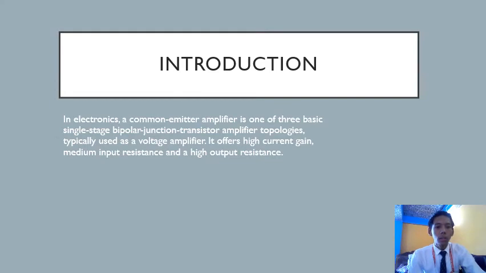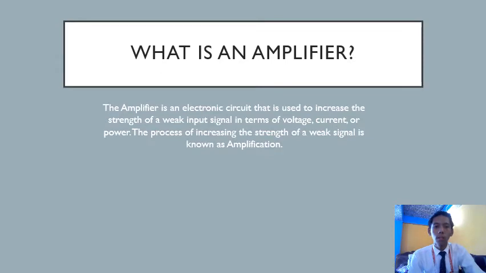In electronics, a common emitter amplifier is one of three basic single-stage bipolar junction transistor amplifier topologies. Typically used as a voltage amplifier, it offers high current gain, medium input resistance, and output resistance. So the next slide is like this.